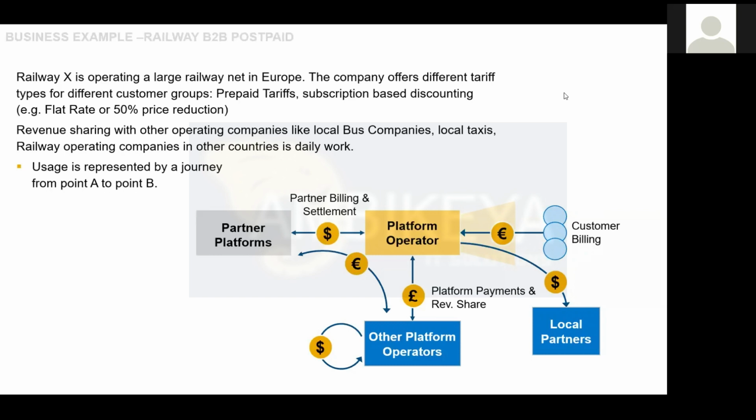For example, usage is represented by a journey from point A to point B. If you travel from Amsterdam to Zurich, you have a shared constellation where you travel through different countries, and you have to share between different operators. This is another very typical example for the BRIM solution, that with a shared business, we have the possibility to share between different platform operators.